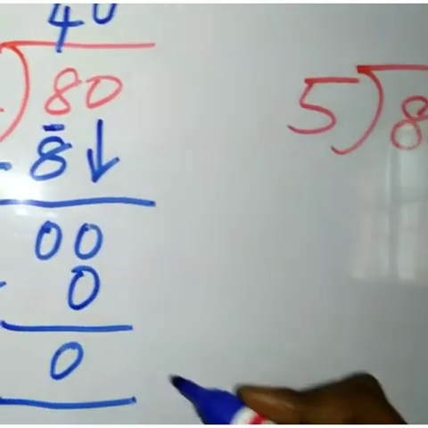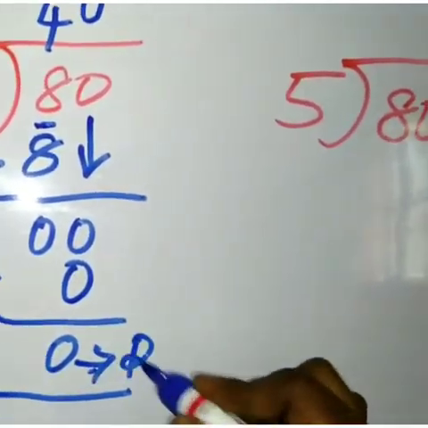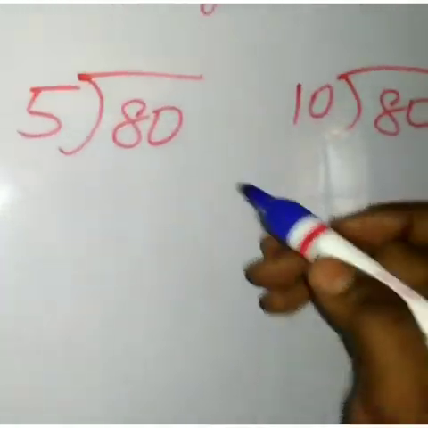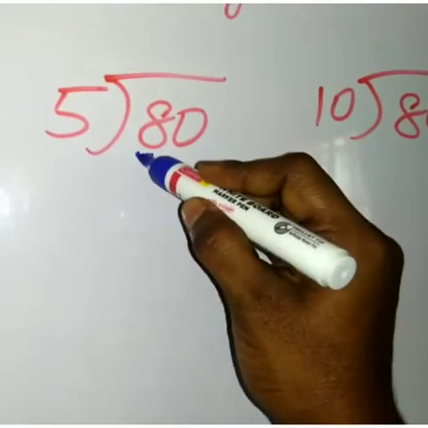So 0 minus 0 is 0. So you got the remainder as 0. If you get the remainder as 0, then 80 is divisible by 2. Let us check the next one.